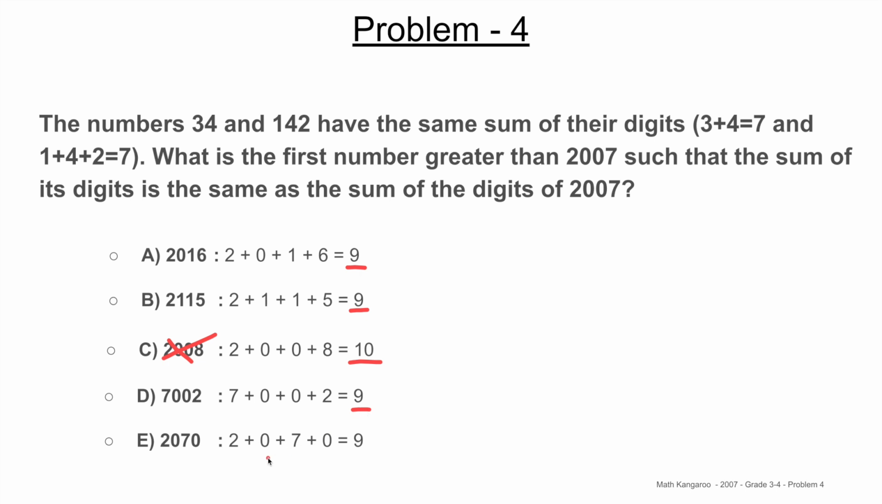Option E. 2070. The digit sum is 9 again. Now let's compare these numbers. Which is closer to 2007? 2070? No. 7002? No. 2115? No. Closest among all these is 2016. So option A is our answer.